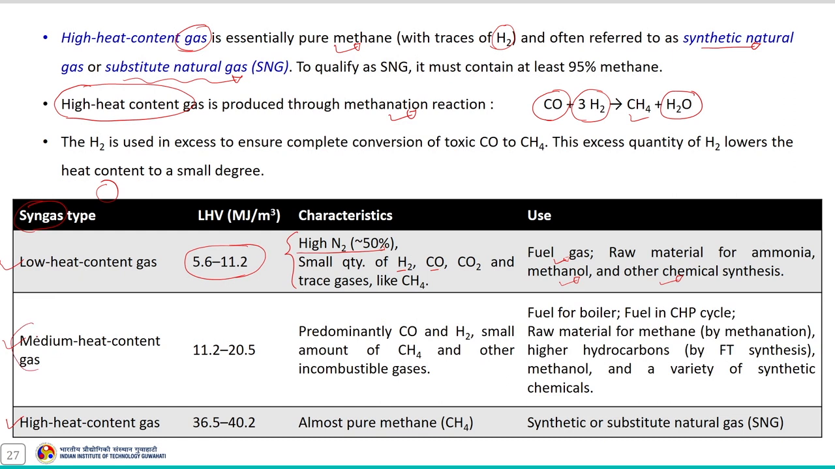In case of medium heat content gas, its lower heating value ranges from 11 to 20 megajoule per meter cube, and it predominantly consists of carbon monoxide and hydrogen. Along with that, it also contains a small amount of methane and other incombustible gases. And this medium heat content gas can be used as a fuel for boiler.